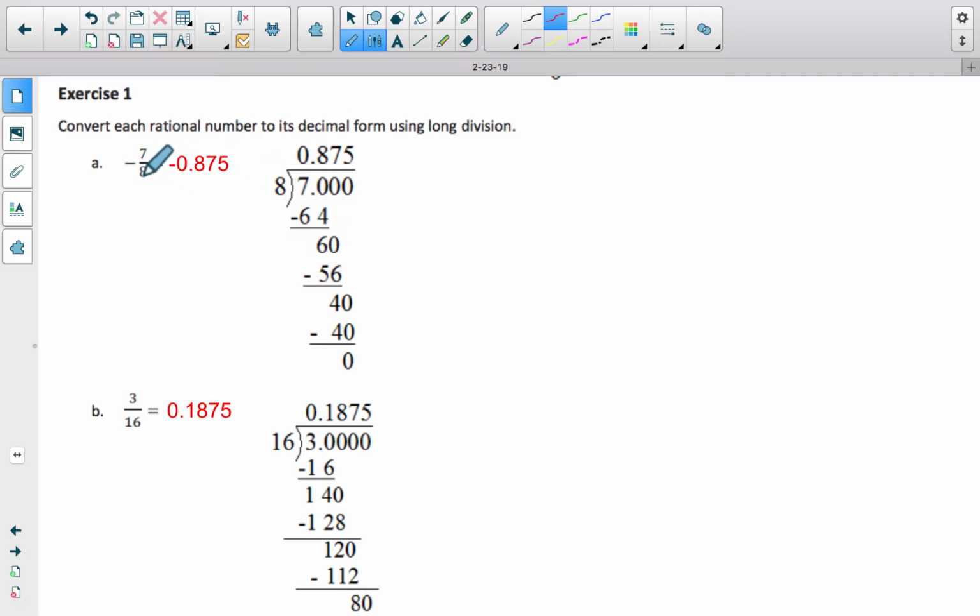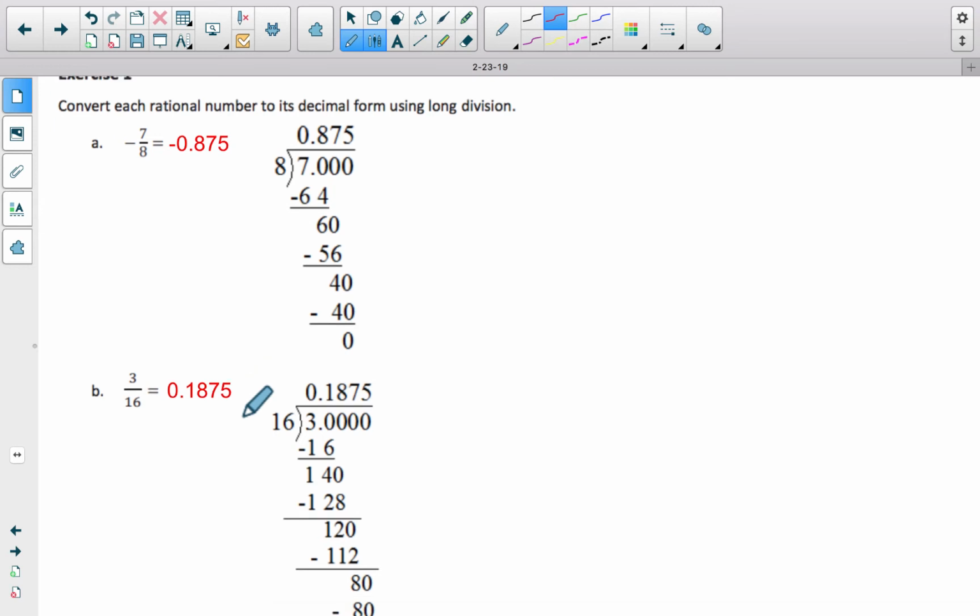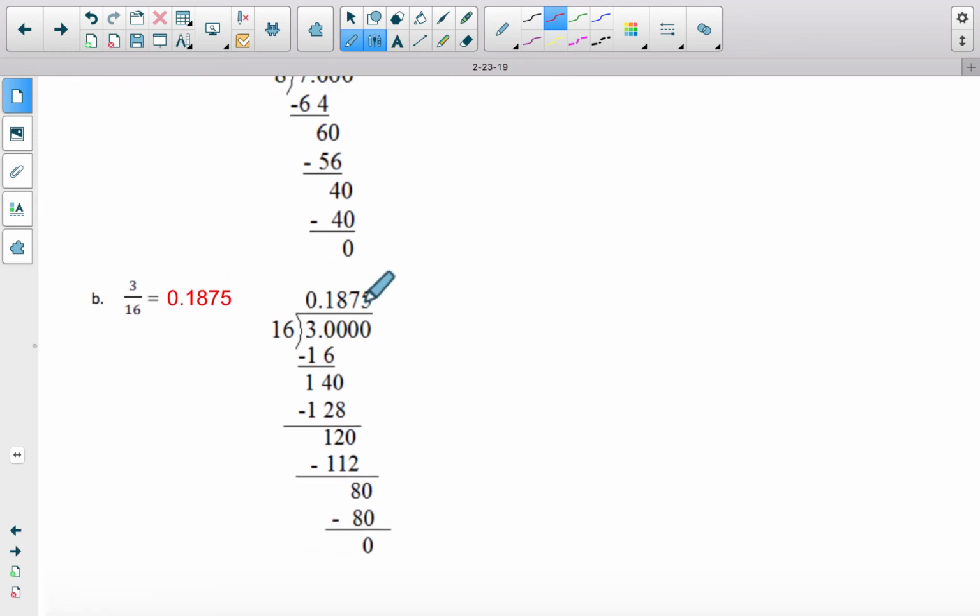Notice once again the denominator, the 8, goes outside, the numerator goes inside. My answer should be negative because the fraction is negative. So the decimal for sure should be negative. For B, down here you see the long division. This is obviously going to be positive because the fraction is positive. You should get 1,875 ten-thousandths, right, like this.